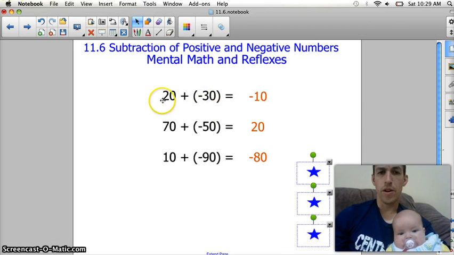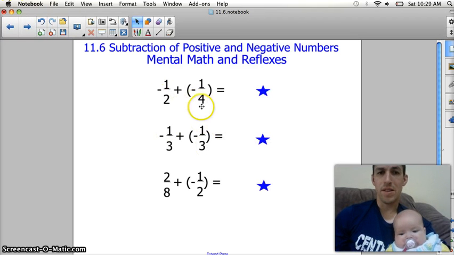Good. 30 is bigger than 20, so that's why it's a negative. 70 is bigger than 50, that's why it's positive. 90 is bigger than 100, that's why it's negative. How about these? Ooh, I like these. These are tough.